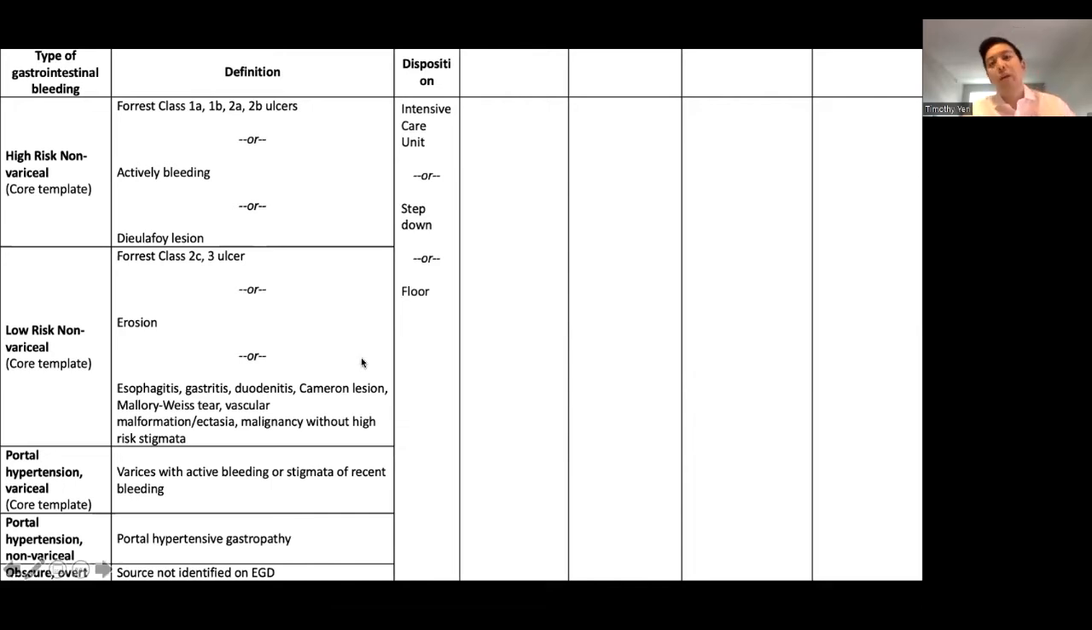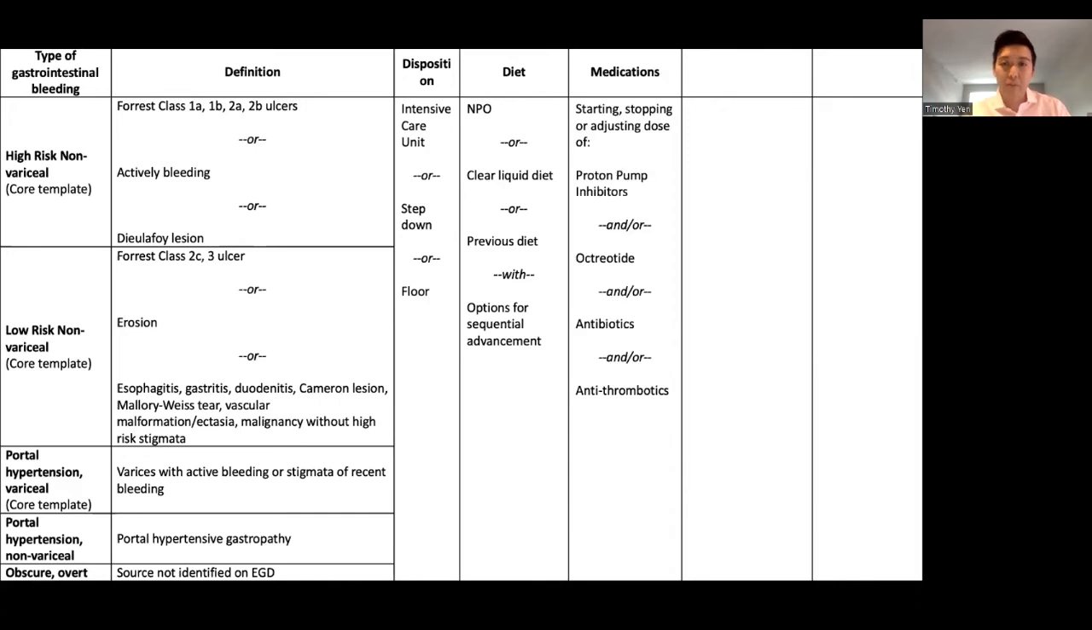The second, we thought that it was important to outline in a report what disposition that patient had afterwards, whether they remained in the ICU or whether they were okay to go down to the floor. And then what diet advancement was important, so whether they should remain NPO or if they could advance their diet and when.